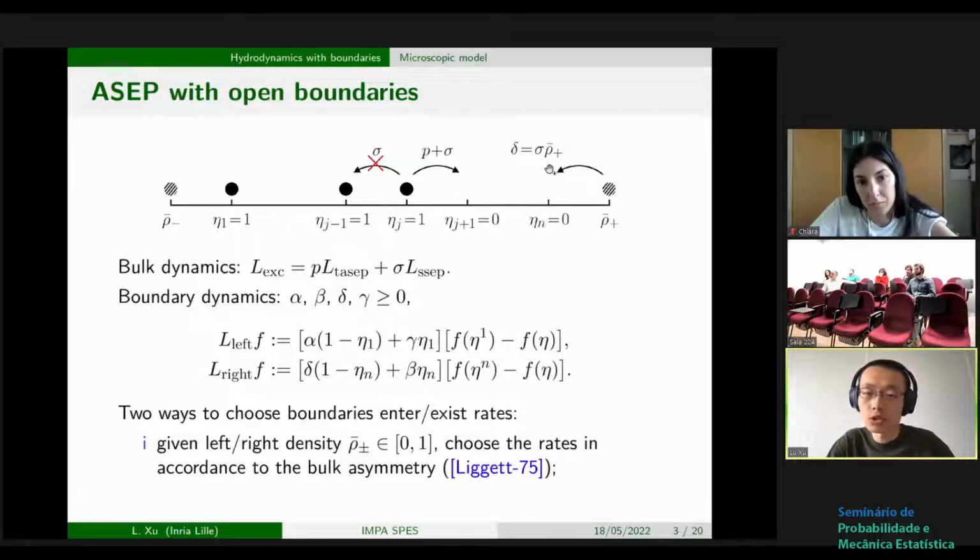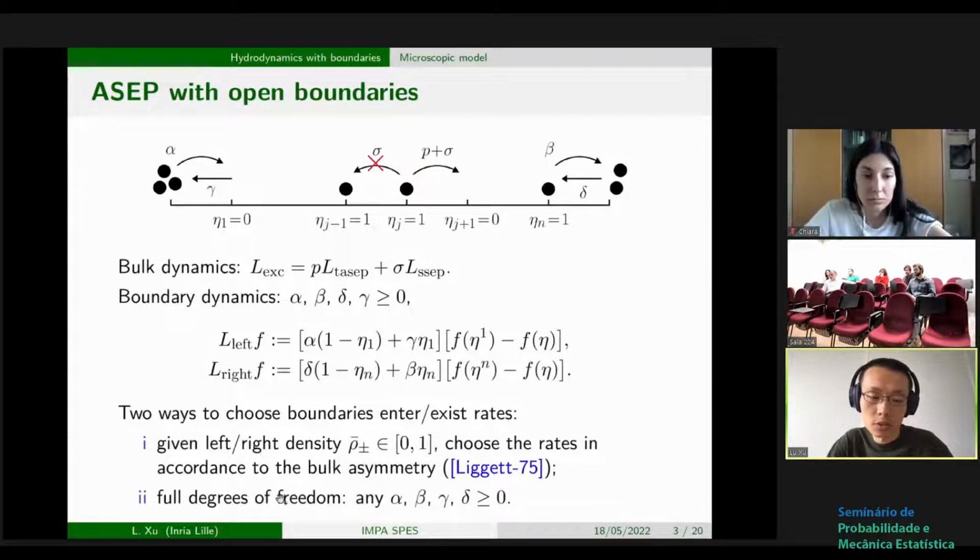And of course, you see that if we choose the rates like this, then the finite dynamics is very near to the projection of the infinite dynamics with density rho minus bar at the left and rho plus bar at the right. Okay, so this is one choice. The other choice is that we want to study the full degrees of freedom, so just any alpha, beta, gamma, delta. Of course, this one is more difficult because we need some more methods. And in this talk, I will mainly focus on this type, so it's the full degrees of freedom.